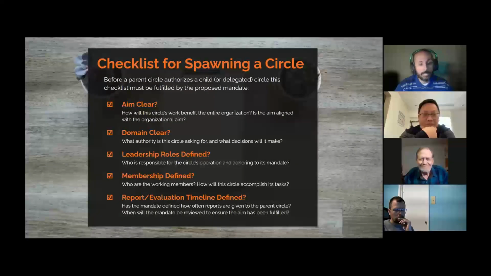1. Is the aim clear? How will the circle's work benefit the entire organization? Is the aim aligned with the organization's aim? Is the domain clear? What authority is the circle asking for, and what decisions will it make?